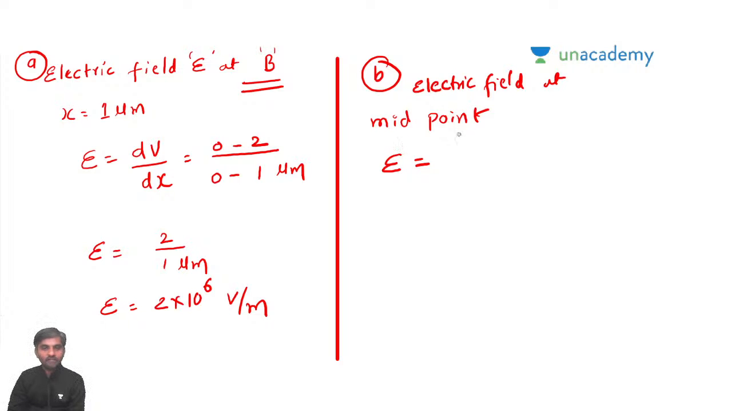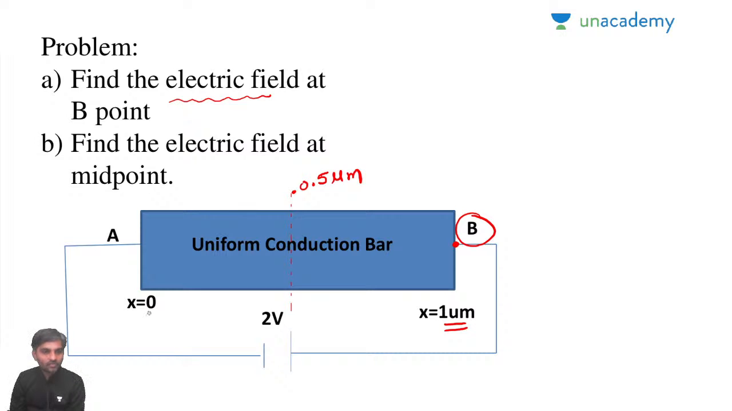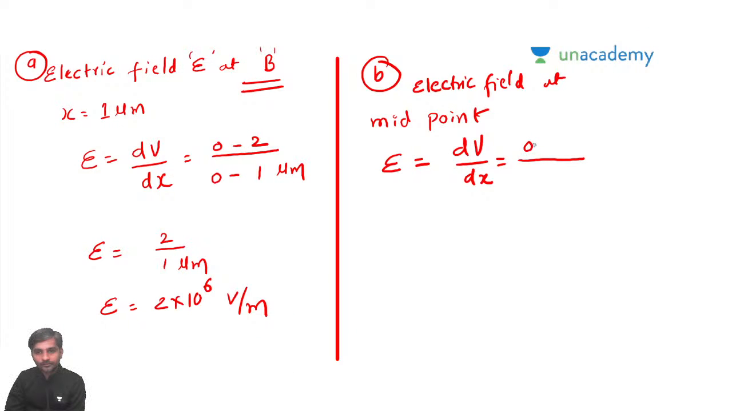That's good. So for the electric field, you should again use the formula E = -dV/dx. At this point x is equal to 0, and at this point the voltage is 2 volts. The voltage at this other point is obviously 1 volt. So this is going to be 0 minus 1 volt, divided by 0 minus the distance, which is 0.5 micrometer.